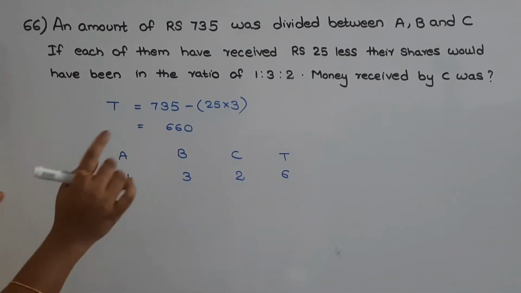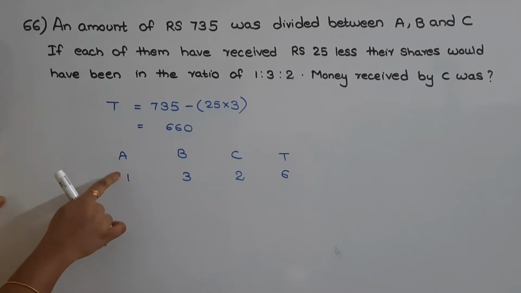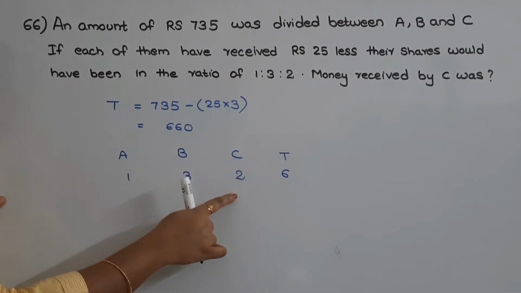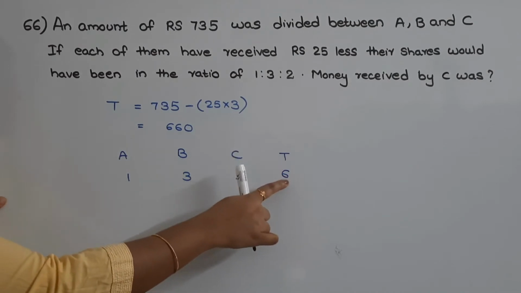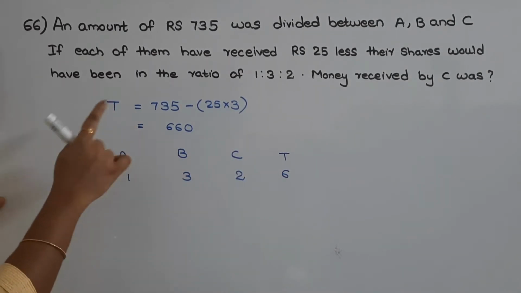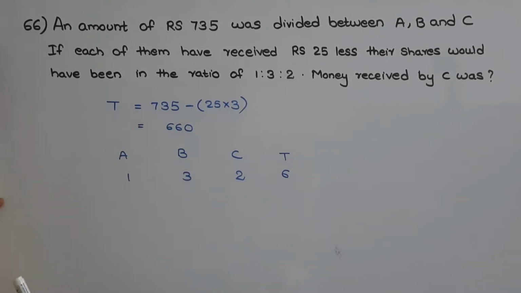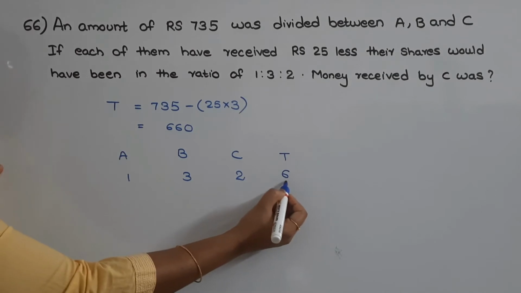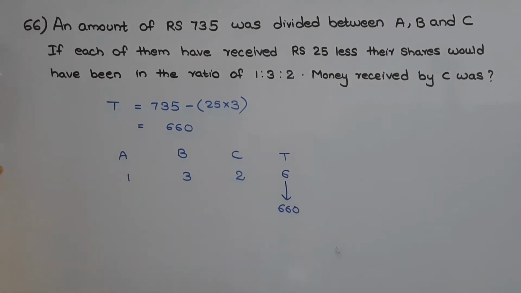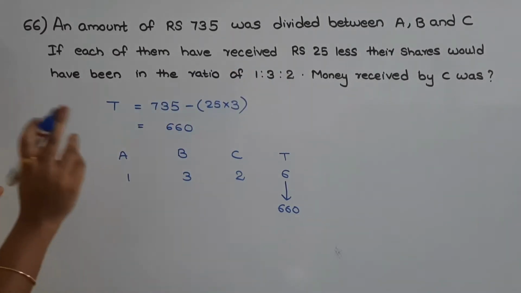So when each of them has received 25 less, if we consider the share of A as 1, B as 3 and C as 2, then their total share is 6. Now we have found that the total share when each has received 25 less is rupees 660, which means we can represent this 6 as rupees 660. We need to find out the money received by C originally.